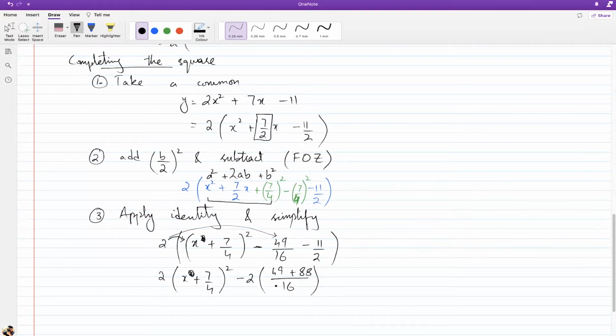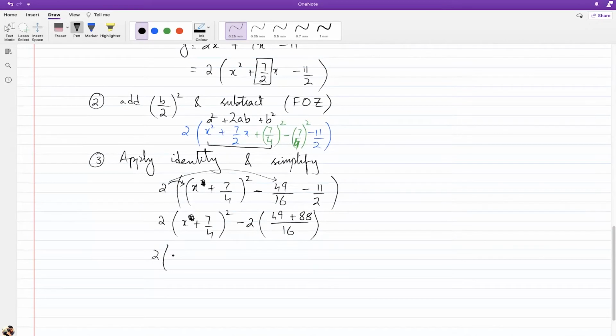तो हमारे पास finally बन जाता है 2x plus 7 by 4 whole squared minus what is 88 plus 49? 120, 137. 137 over 8. Basically, I just add it all up. और ये हमारे पास वैल्यूज आ जाती हैं. हमने completing the square कर दिया.